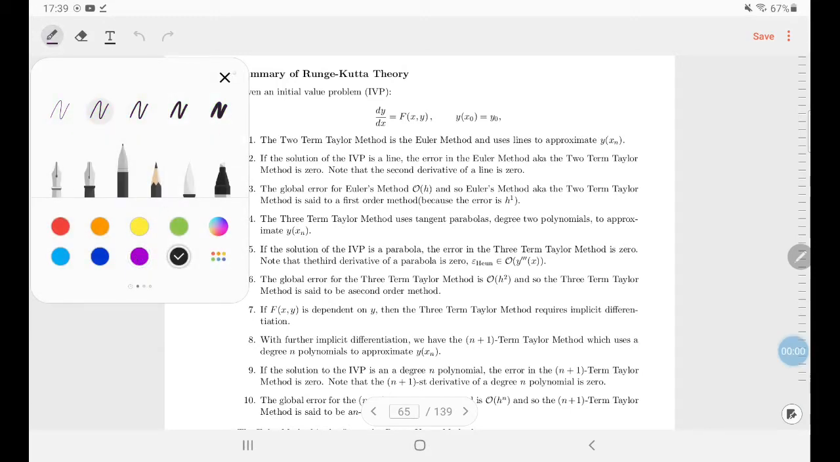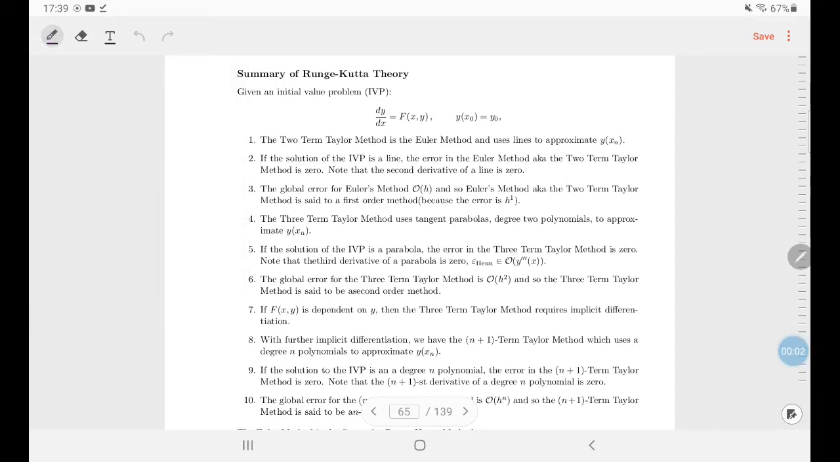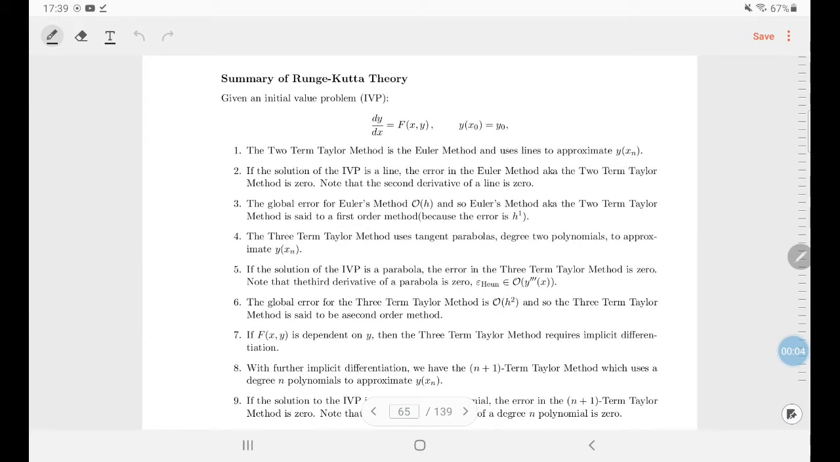So we've got some kind of an idea of what the Runge-Kutta does, and let's summarize all this. So you've got an initial value problem. The two-term Taylor method is the Euler method. Same thing, it uses lines to approximate solutions of the differential equation.